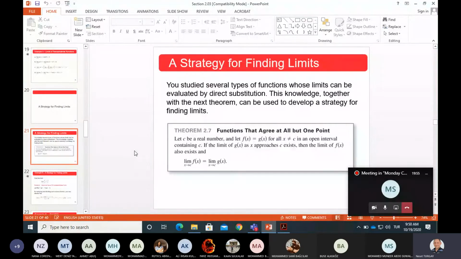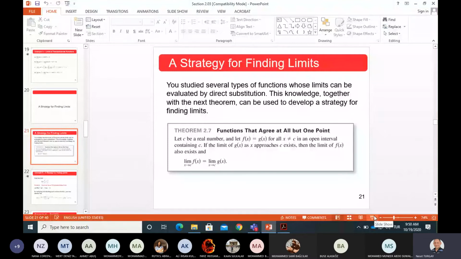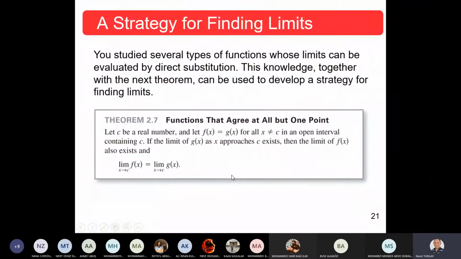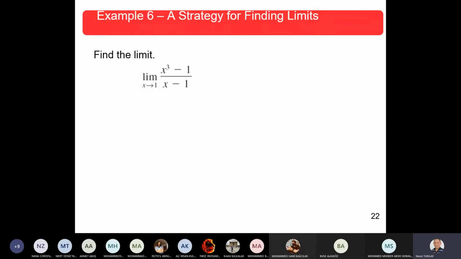also exists. Okay, maybe it's better to make it slightly smaller. Yeah, now more clear. The limit of f of x when x goes to c is equal to the limit of g of x when x goes to c. What does this mean? It's super easy, and I will tell you with an example what is going on.